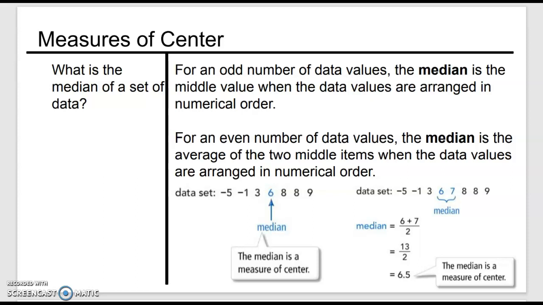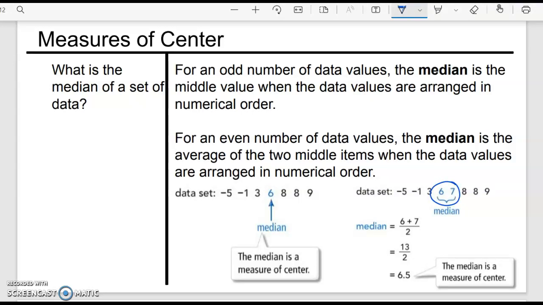Here we have our data set -5, -1, 3, 6, 8, 8, and 9. Our median, or middle number, is 6. Now, if our data values include -5, -1, 3, 6, 7, 8, 8, and 9, we have two middle numbers. As you can see here, we have 6 and 7.